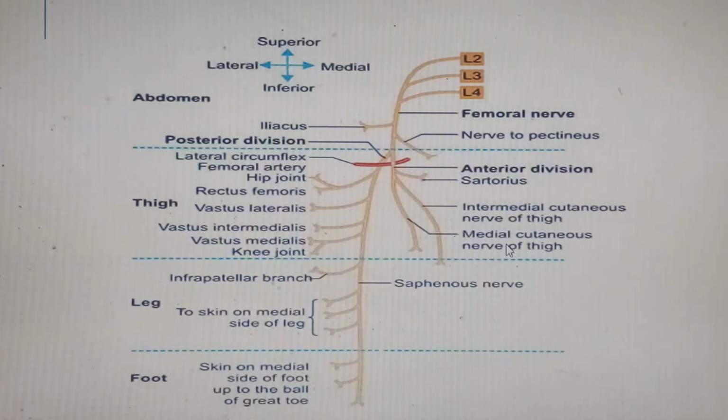So in all, we can see cutaneous nerves coming from the femoral nerve. From the anterior division, we have the intermediate as well as the medial cutaneous nerves, and then from the posterior division, we have the longest cutaneous nerve, that is the saphenous nerve. So that is one important thing that I want you to know over here.